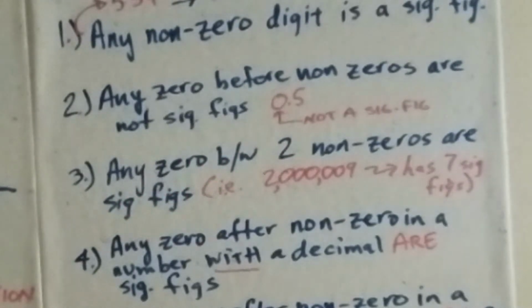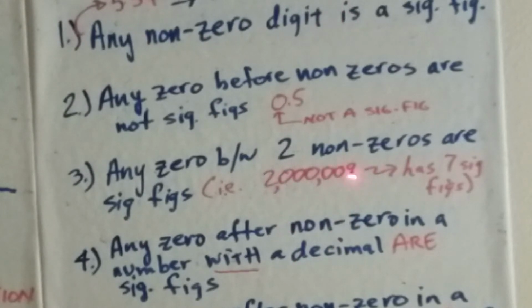Third rule is any 0 between two non-zeros are significant figures. So I put up here 2,000,009. And so you can see that the zeros are significant. And if we combine that rule with rule number 1, we can see that we have 7 significant figures. So 2,000,009 has 7 significant figures.